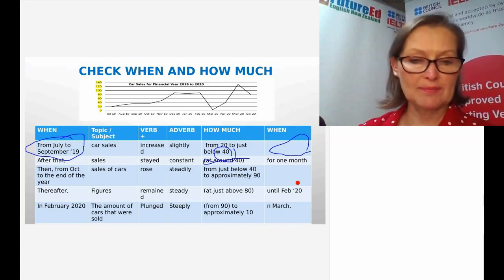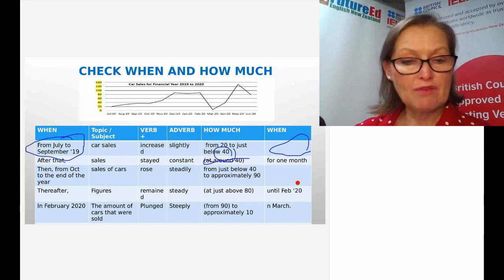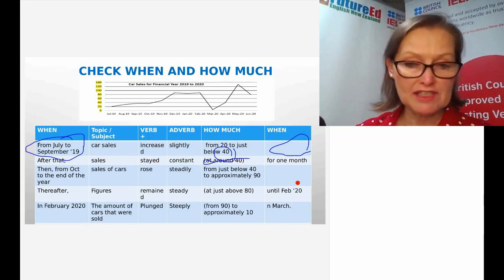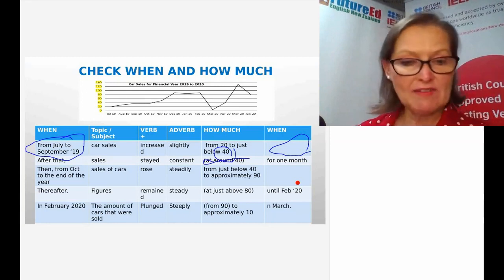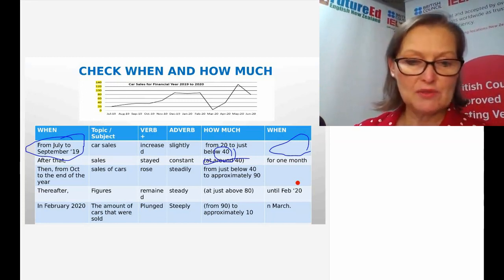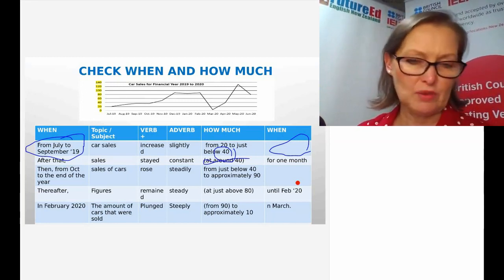Let's look at the next one. Then, from October to the end of the year, which of course is another way of saying December, and have a look, to the end of the year, I get a quick 5 words there.